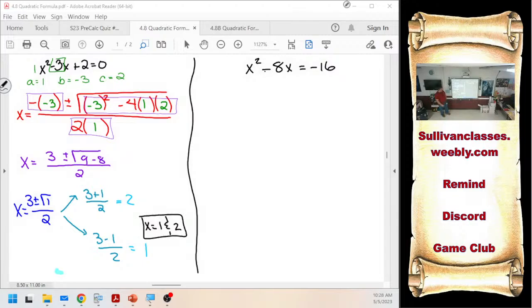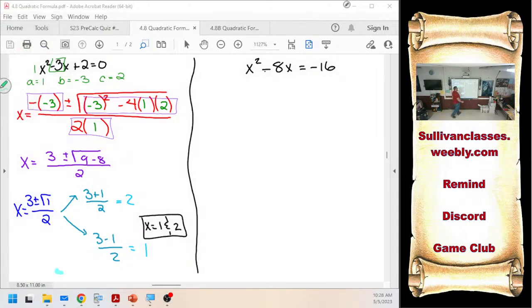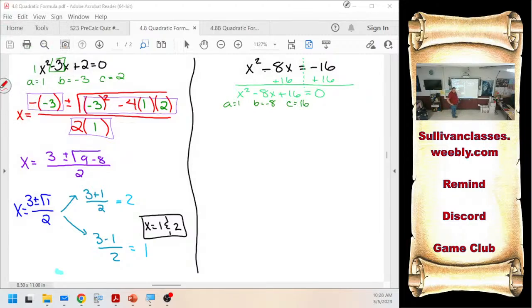You set it up the same time every time. First, I make sure everything is set equal to 0. This is not. So we throw our plus 16 in there. And x squared minus 8x plus 16 is 0. Identify A, B, and C. A is 1, B is negative 8, C is 16. Write my formula with a bunch of parentheses.